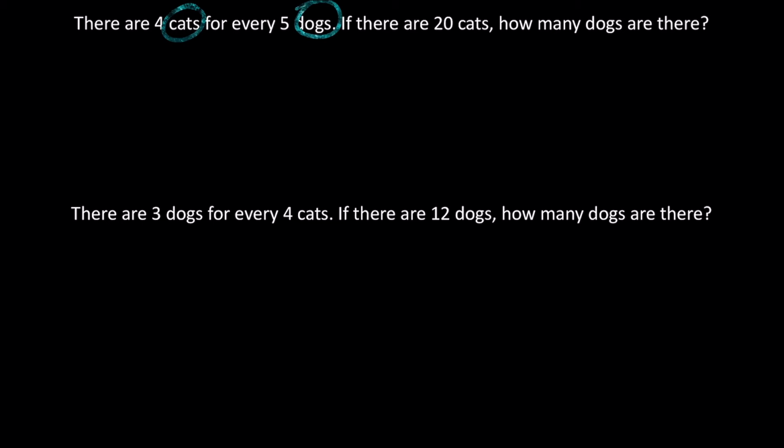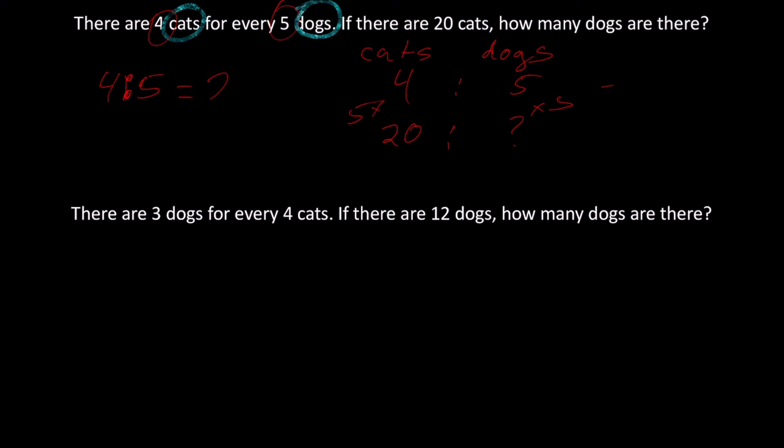Okay, so the first thing I notice is my titles are going to be the same, cats and dogs. Then I'm going to check my quantities here and write it as a ratio. So I have 4 cats to every 5 dogs. Then I read the whole question again: there are 4 cats for every 5 dogs. If there are 20 cats, so I make sure I put it in the right column here, how many dogs are there? So I know that 4 times 5 is 20, so I'm going to have to do that to both sides. So the ratio, that's a colon there, equals 20 to 25.